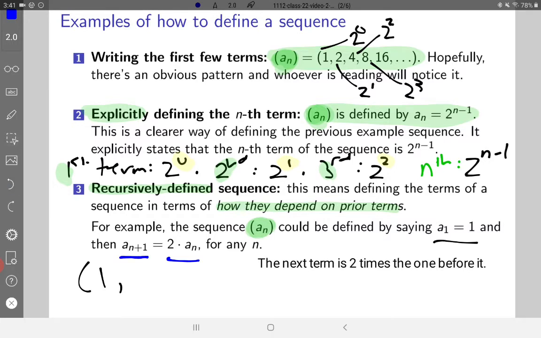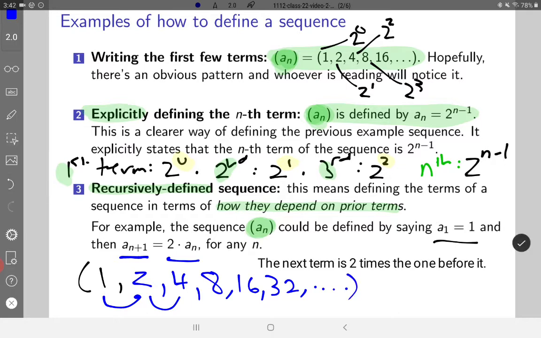And so this would mean from the 1, I can double it to get the next term 2, and then I can double that to get the next term 4, and I could double that, and hey look, I'm getting exactly the powers of 2 sequence that I was describing in the earlier 2 ways of defining a sequence.